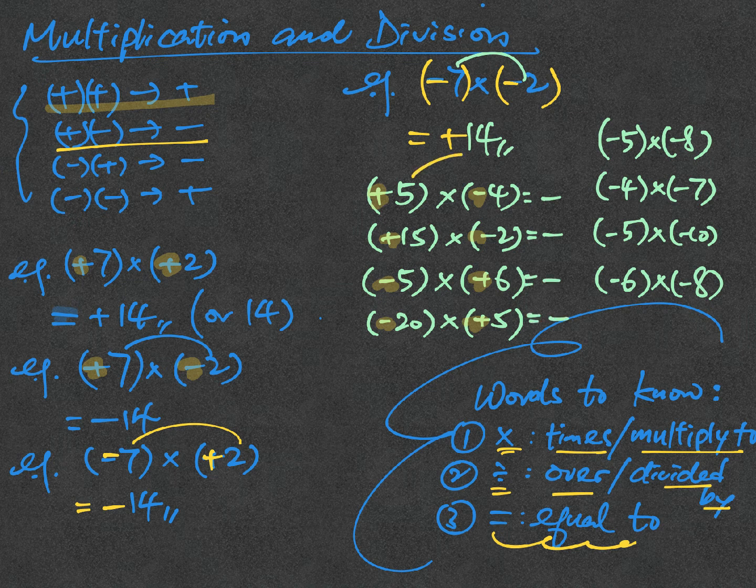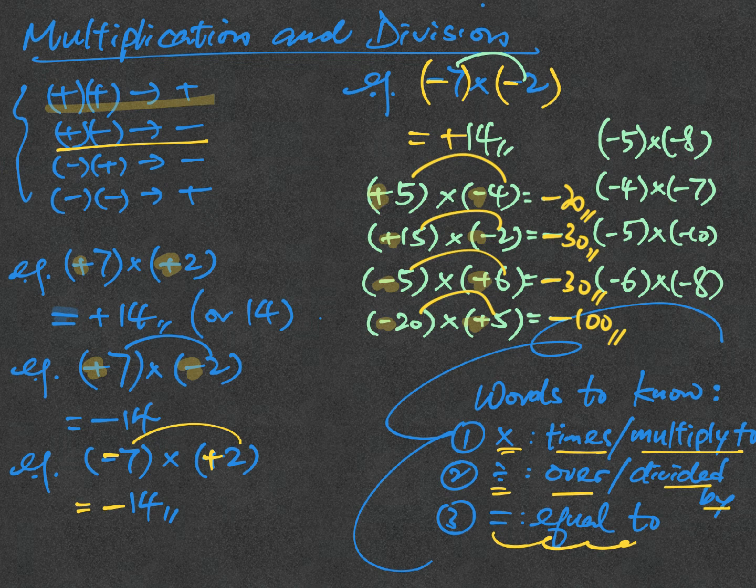Next, your job will be just simply multiply the numbers 5 and 4, which is 20. So that's why the answer is minus 20. 15 and 2, 30. So that's why it's negative 30. 5 and 6, 30. 20 and 5, 100. And then the last 2 answers will be negative 30 and negative 100 respectively.